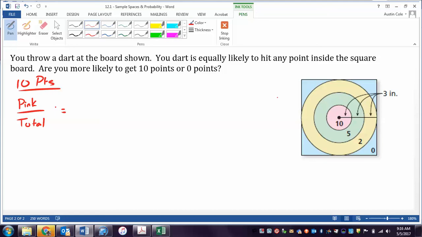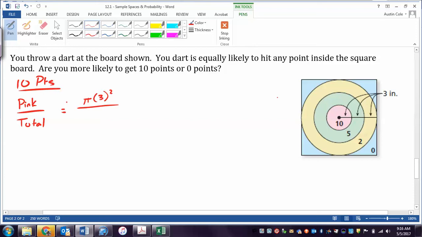What's our radius? 3. What's the formula for the area of a circle again? Pi r squared. It's not 2 pi r. What's 2 pi r? Circumference. A lot of people mix those up on the test. So pi r squared, so pi times my radius, which is 3 squared, divided by the total.